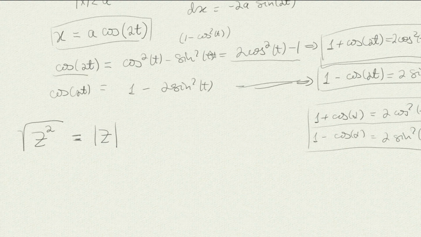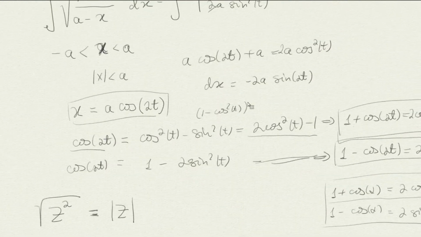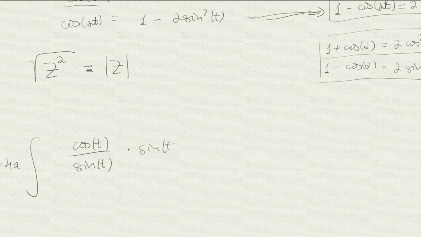And so strictly speaking here, as we take the square root, I want to direct your attention to this: when we write this integral, we're going to have cosine of t over sine of t. These should be in absolute value, and times minus 4a, and here what we have is just sine of t, which is nice because we will be able to reduce it, times the cosine of t dt.